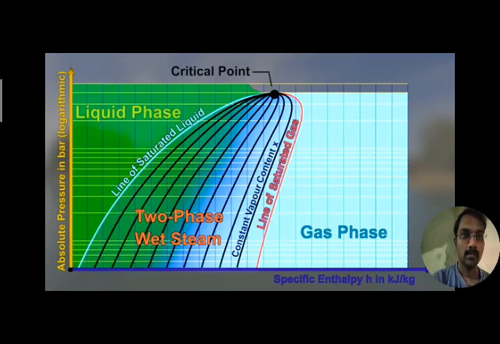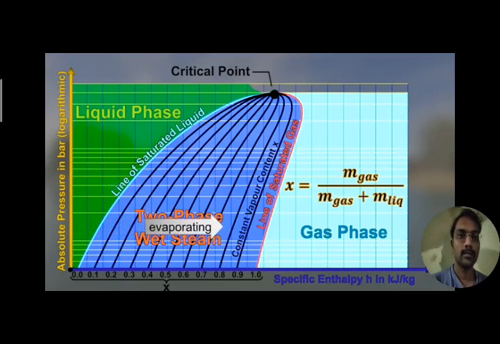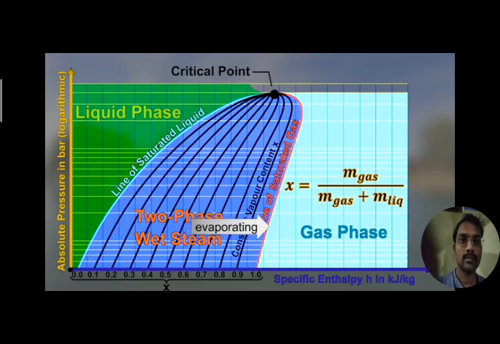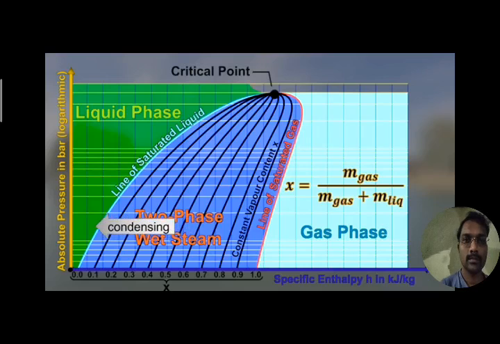Lines of constant vapor content X are indicated in the two-phase area. The vapor content X is the mass ratio of a gaseous fluid and is also called quality. If a state of a fluid moves from left to right in the two-phase domain, the quality X increases from 0 to 1 and the fluid is evaporating. If a state of a fluid moves from right to left in the two-phase domain, the quality X decreases from 1 to 0 and the fluid is condensing.